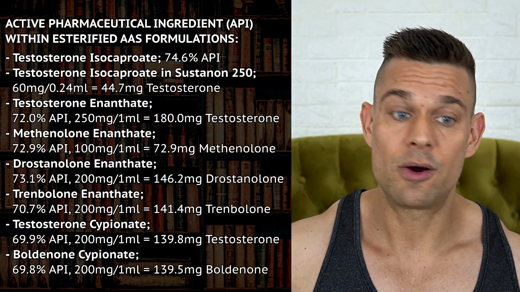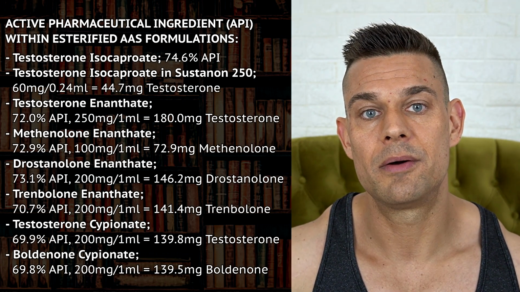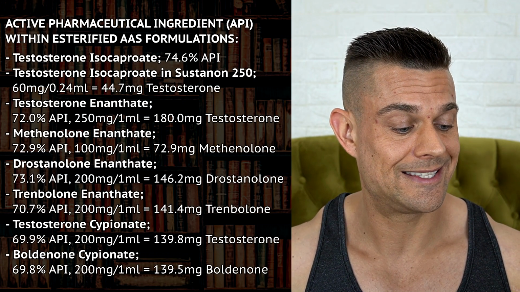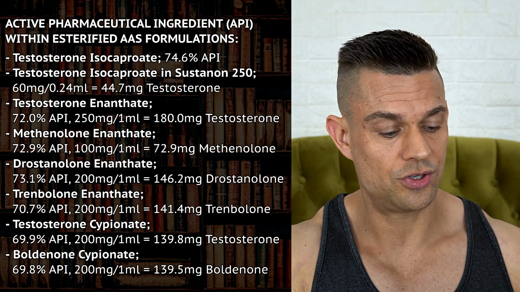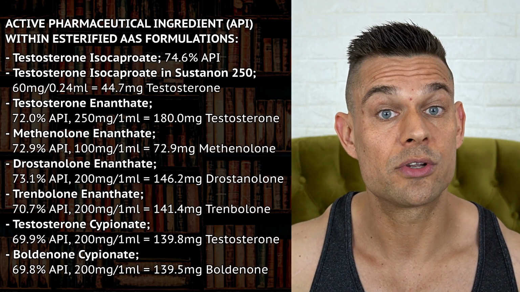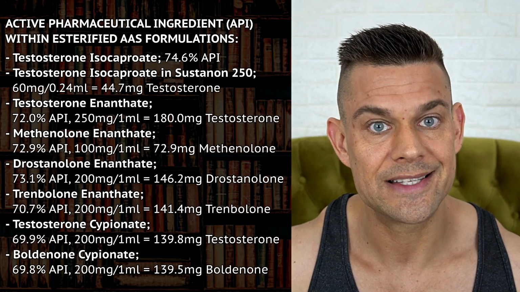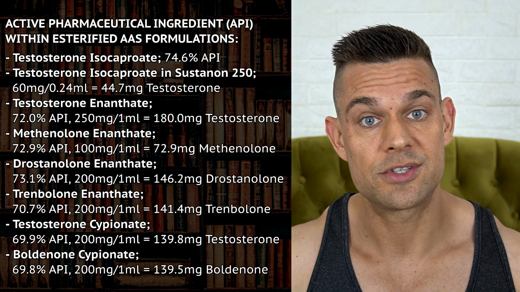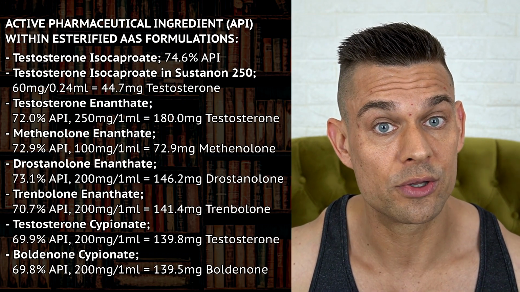So, either way, it's pretty close. Boldenone has a very comparable molecular mass to testosterone. So you see that boldenone cypionate contains 69.8% boldenone, meaning that 200 milligrams per 1 milliliter, that's generally the formulation of boldenone cypionate on the underground lab scene. There's no pharmaceutical or veterinary grade boldenone cypionate. 200 milligrams per 1 milliliter boldenone cypionate will yield 139.5 milligrams actual boldenone.